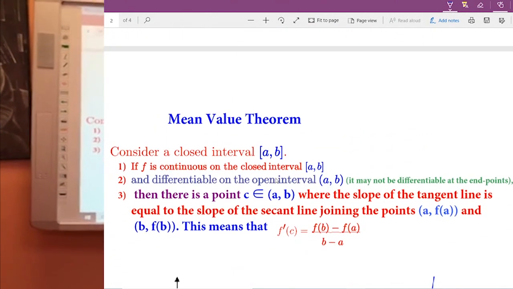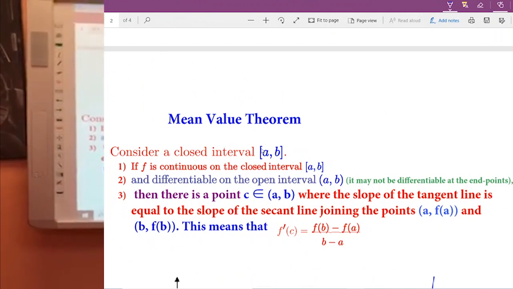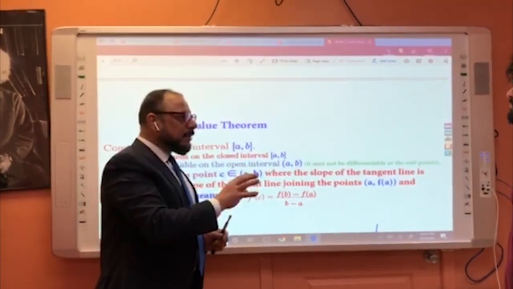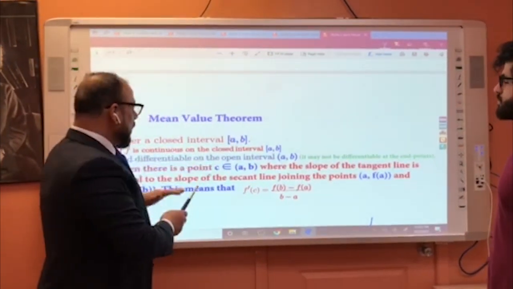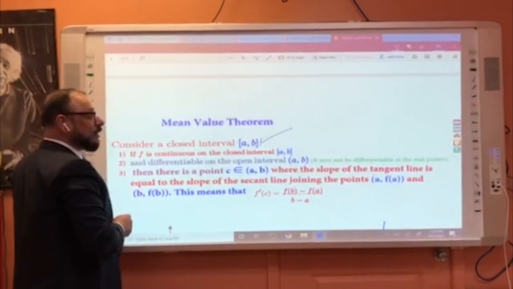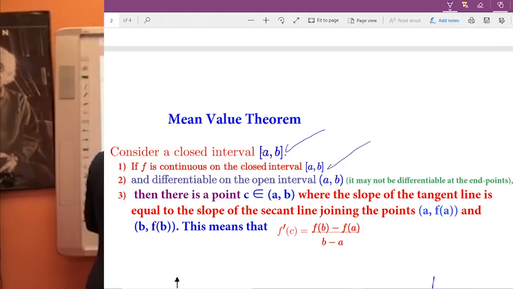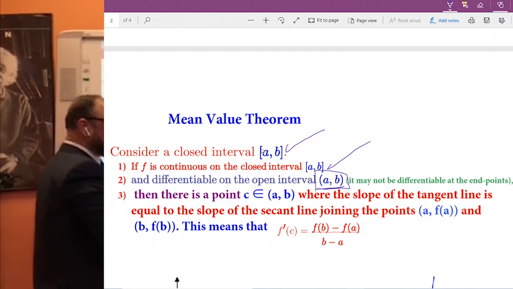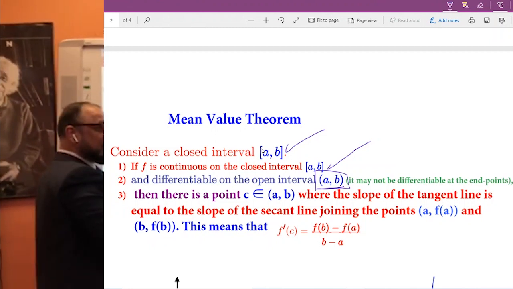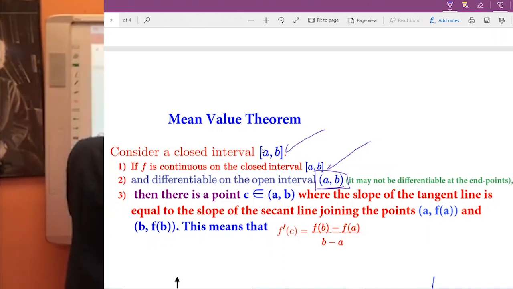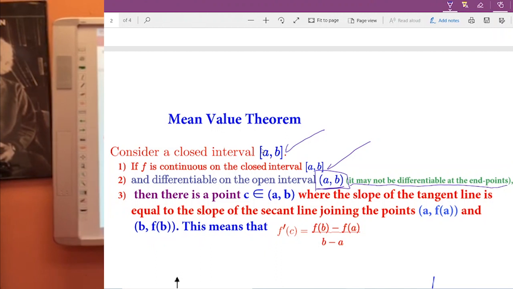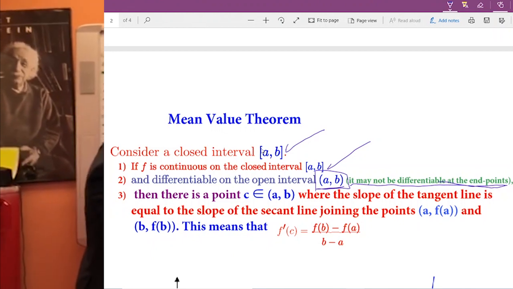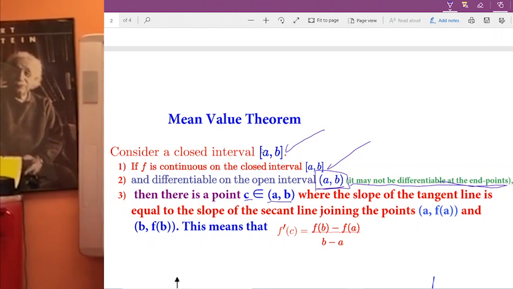For the mean value theorem, look here, Ismail. Rolle's theorem is a special case of the mean value theorem, because the mean value theorem is saying the same thing. The function has to be continuous in a closed interval, and differentiable in the open interval. There is no condition f(a) equals f(b) like Rolle's theorem. And you don't have to have the function differentiable at the endpoints.